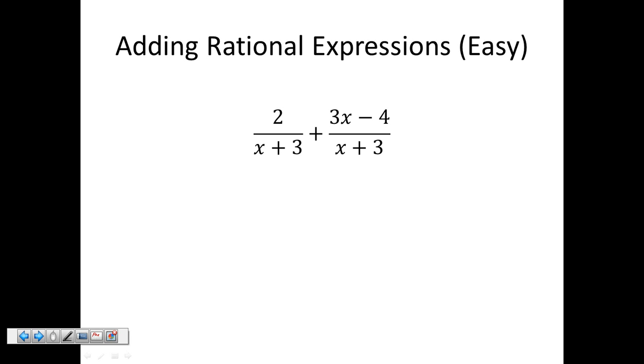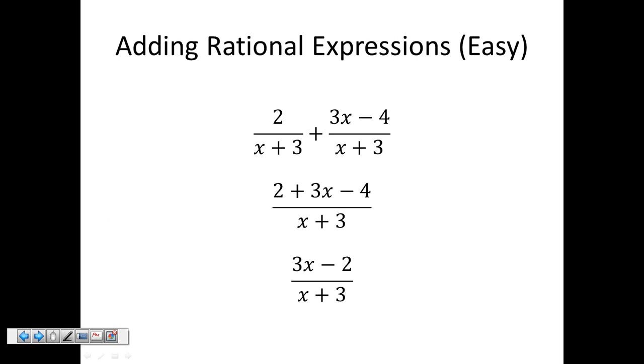And lo and behold, this is why this is an easy example. We have that common denominator. That common denominator is the entire thing, x plus 3. So if we want to add these fractions, we're going to basically just mush the two numerators, the two tops, together over this common denominator. Now really the only thing left to do is to combine like terms. So here in our easy example, 2 over x plus 3 plus 3x minus 4 over x plus 3. We add them up, they have the common denominator, we combine like terms. We have 3x minus 2 over x plus 3.